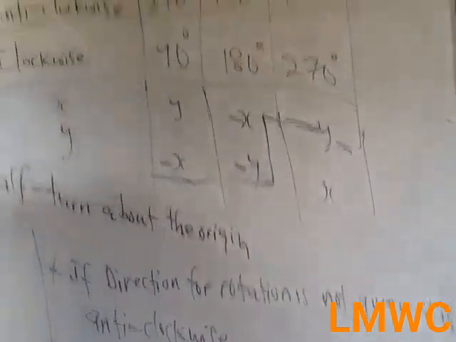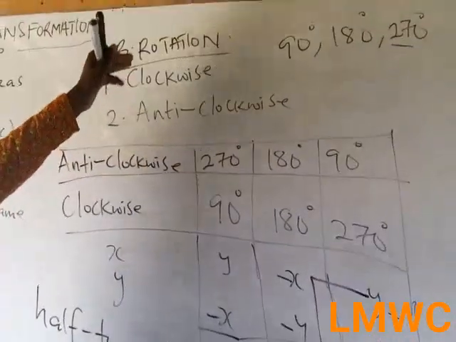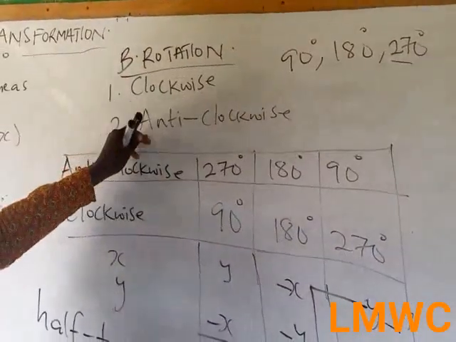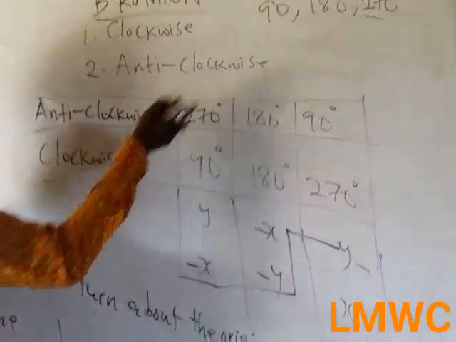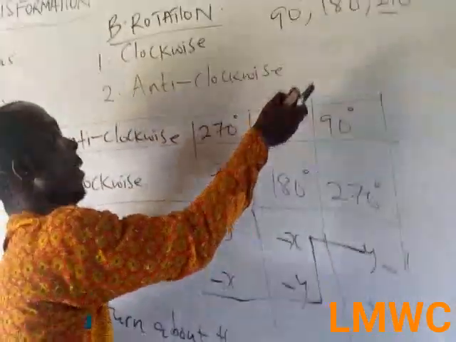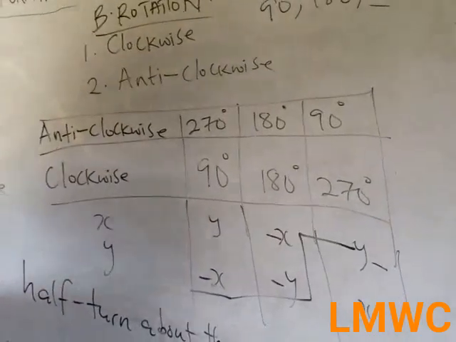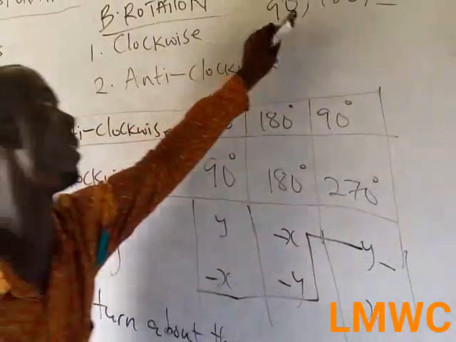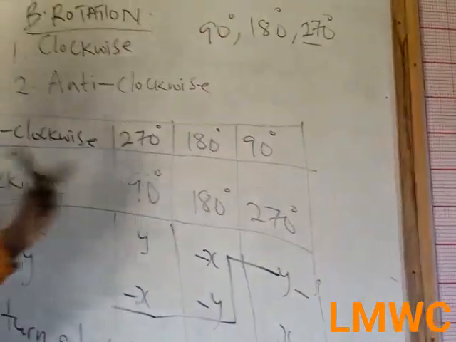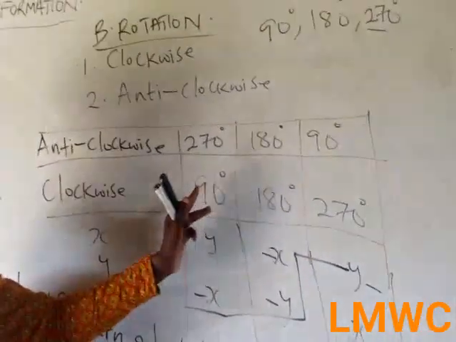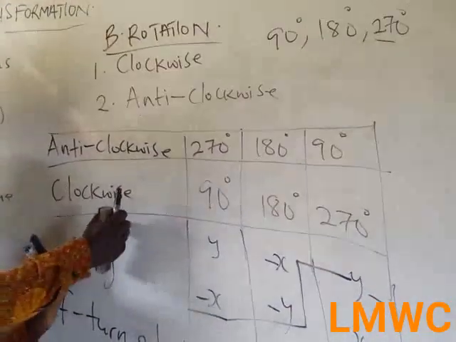So now a brief summary for the table. Now we know the direction of rotation is clockwise and anti-clockwise. Under anti-clockwise, you must start from 270, 180, 90, because for anti-clockwise, you start from the highest to the lowest. The angles of rotation are 90, 180, and 270. Clockwise, you start from the lowest to the highest. So 90, 180, 270. So this is the original point.